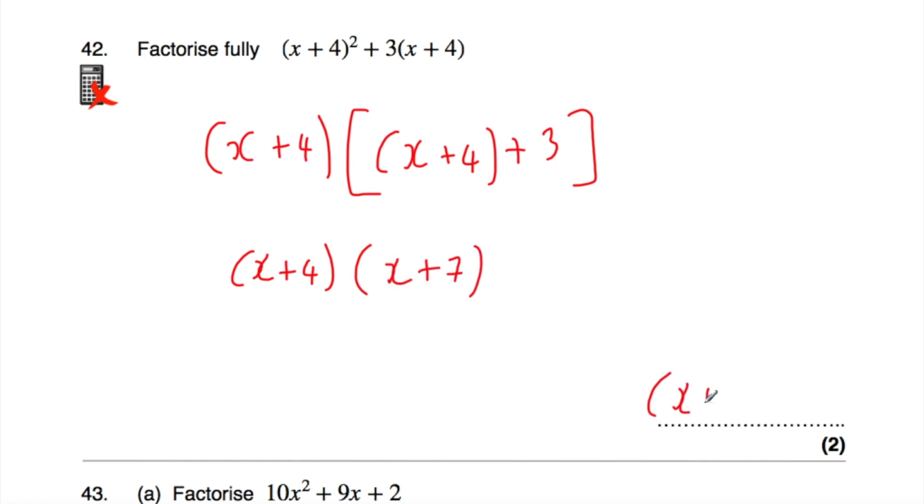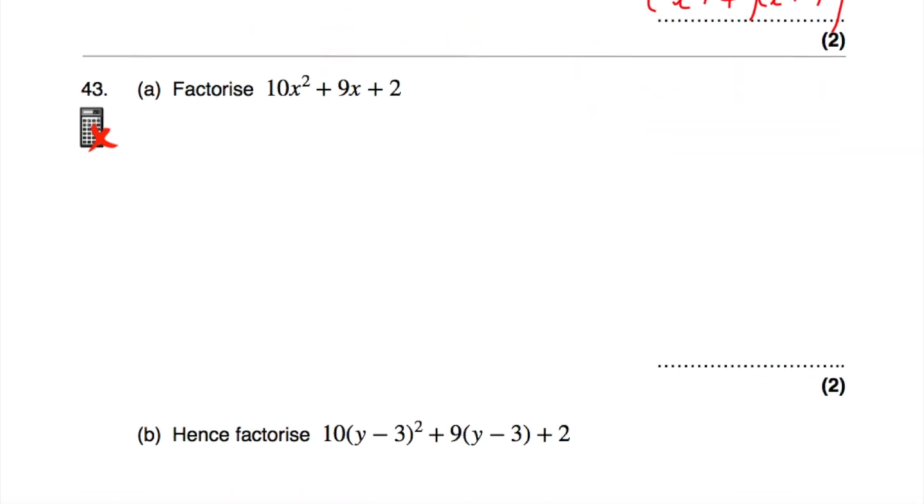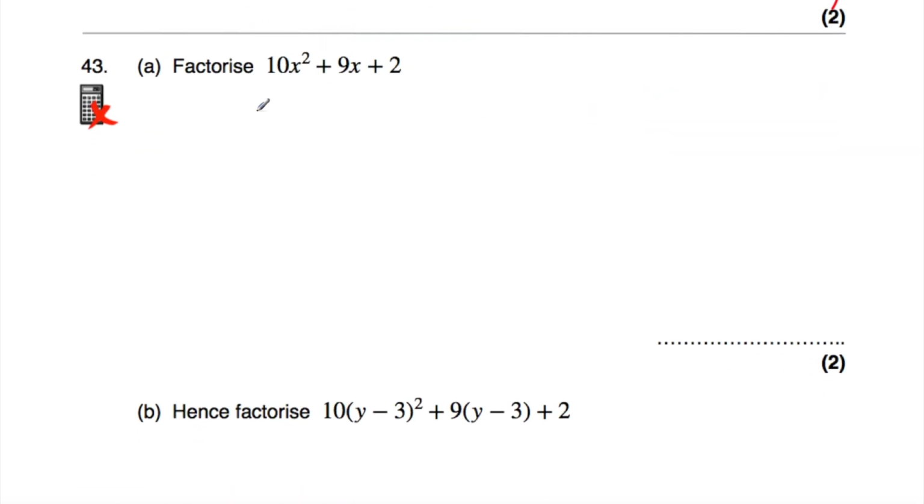So our answer would be x plus 4 and then x plus 7. And that's it. We've factorized it. Okay, let's look at our last question, question number 43. Part A says factorize 10x squared plus 9x plus 2.